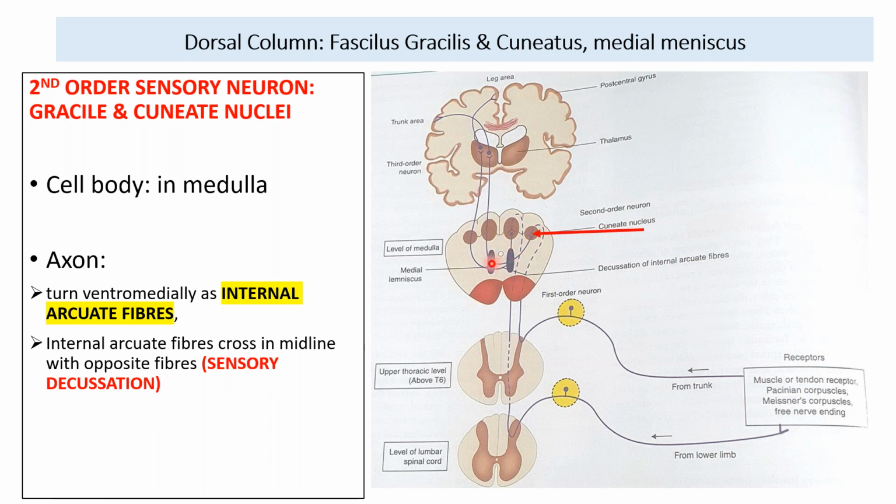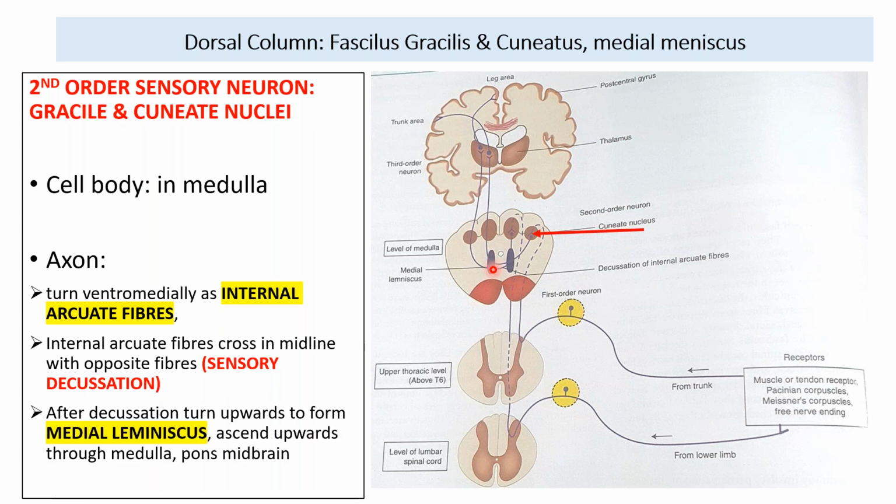After sensory decussation, they are now arranged in the form of a lemniscus, which we call the medial lemniscus. I'll explain this again because this is a difficult part. After decussation, the fibers from the medulla have to ascend into the higher levels of the brainstem, to reach the cerebrum. This is the level of sensory decussation. From here, when these fibers ascend, they will not be called fasciculi, they will be called the medial lemniscus.